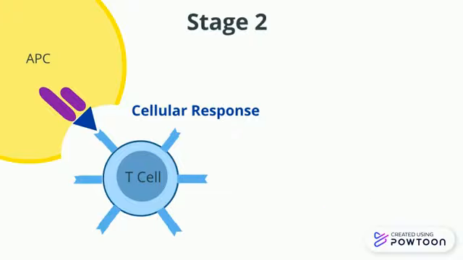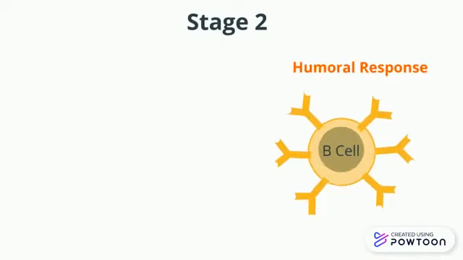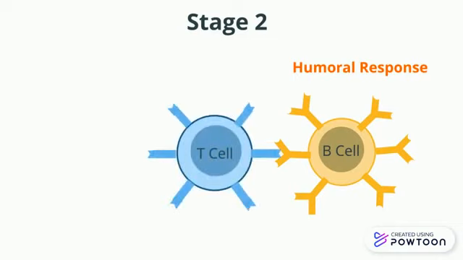In the second stage of the cellular response, after the T cell binds the antigen, it is immediately activated and releases cytokines. While in the humoral response, a specific activated T cell, called a T helper cell, must first bind the B cell before it is activated and releases its own cytokines.